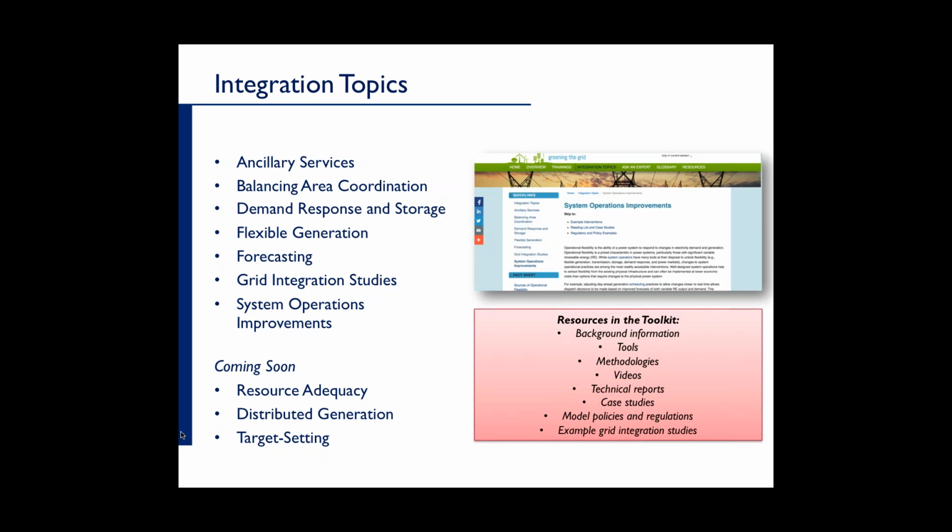Each topic page includes an introduction to that topic, a list of examples of actions that a power system can take, and a curated and annotated list of resources. And those resources include tools, reports, case studies, and I think maybe one of the most valuable pieces are example policies and regulations from other systems related to that topic.